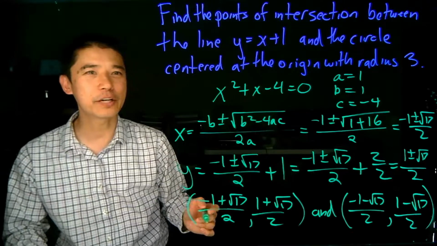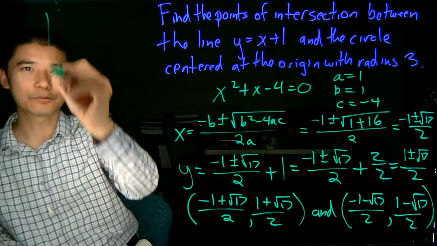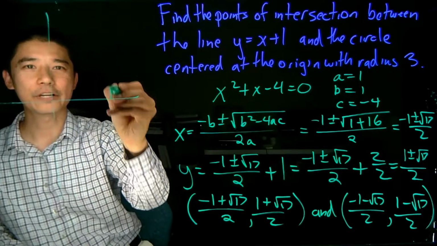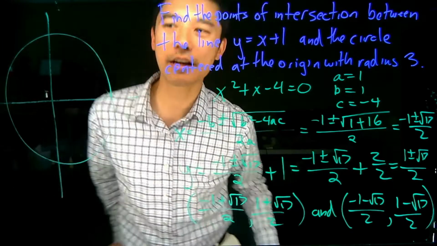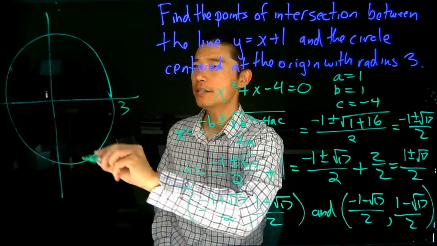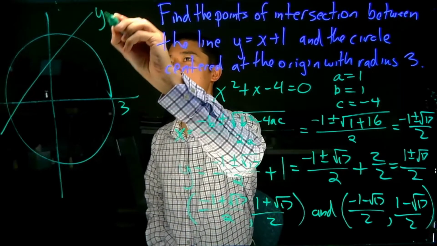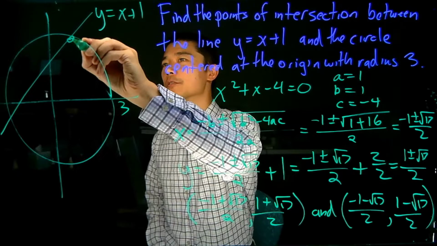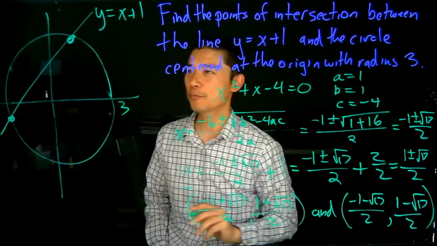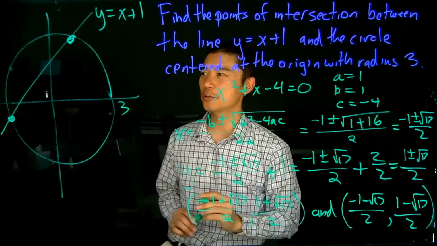And if we were to look at the picture, let me just sketch this real quick. Circle of radius 3, the line y equals x plus 1 goes up like this. So you can see that there's a point of intersection over here and another point of intersection over there. And so those are the 2 points of intersection.